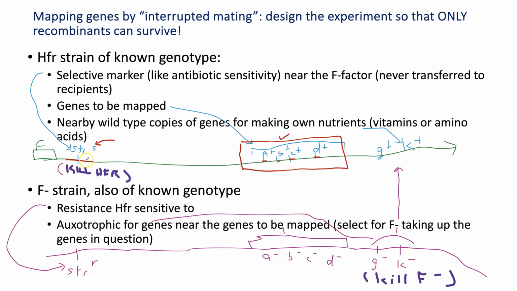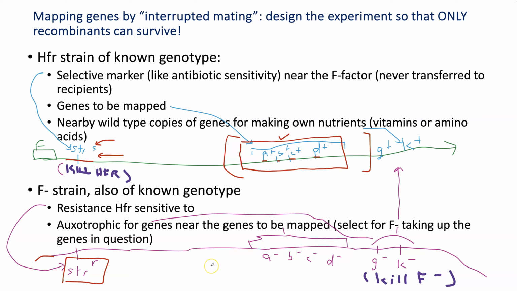And so we need a way of making sure that the HFR cells are all removed from the culture that we're going to test. The way we do that is we use an F- strain that is resistant to that antibiotic. So we use strep resistant, say, for this example, and strep sensitive HFR. And this gene has to be far away from the ones that we're actually mapping because we don't want it to accidentally be incorporated, right? This is where all our figuring out is going to be, and the other genes here are for selection.